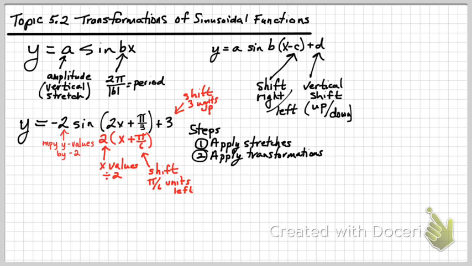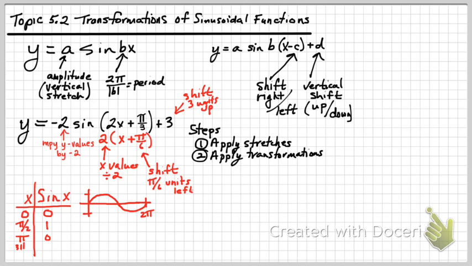So let's get started. Let's start with our basic graph of y is equal to the sine of x. We know that if x is 0, y is 0. As x moves to pi over 2, the sine is going to be 1. As it moves to pi, it's back to 0. 3 pi over 2 is negative 1. And at 2 pi, it's back to 0. That's enough of our points, but we can work with those.